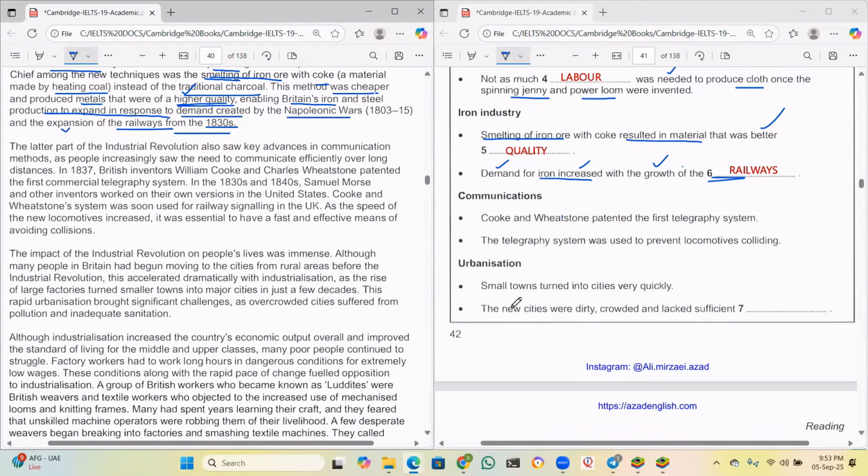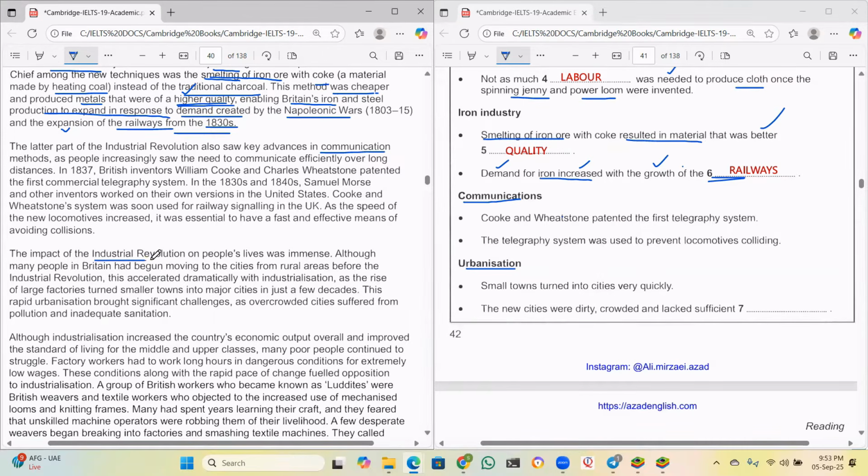Right. So, urbanization. He's talking about urbanization. Communications? I think this paragraph is about communication, right? But here, this paragraph was also like, I think, small towns turned into cities very quickly. Okay, I think this paragraph is about urbanization, right? Let us read this one.